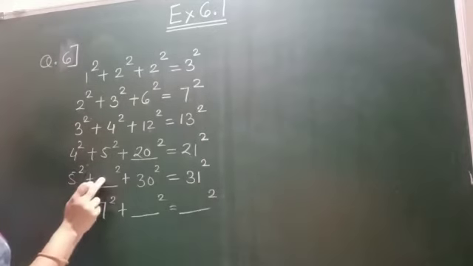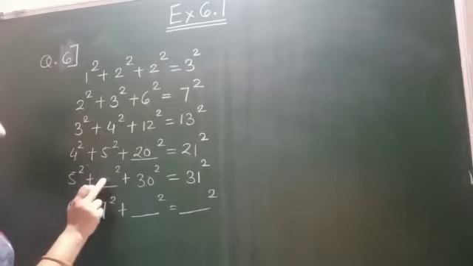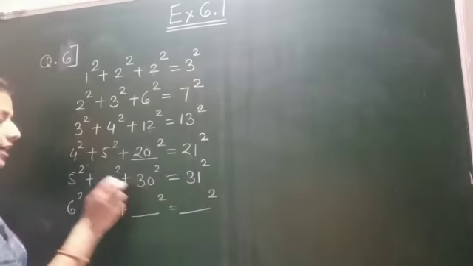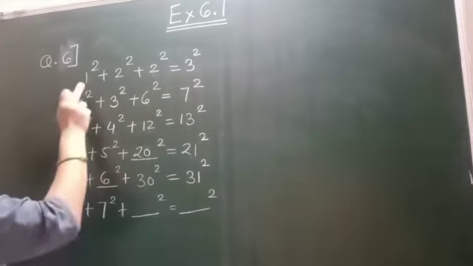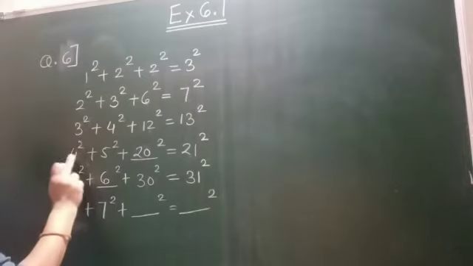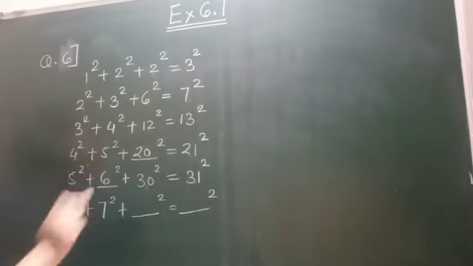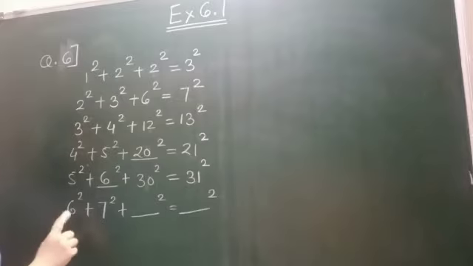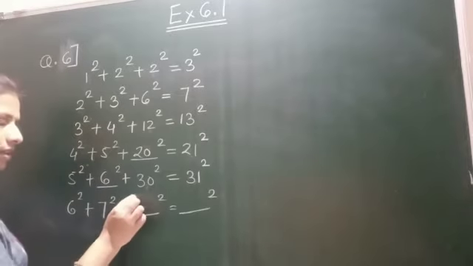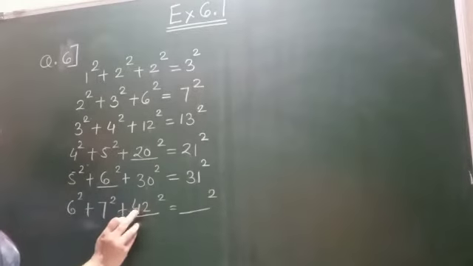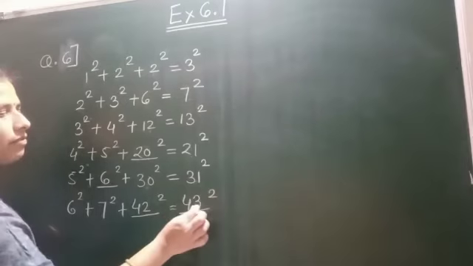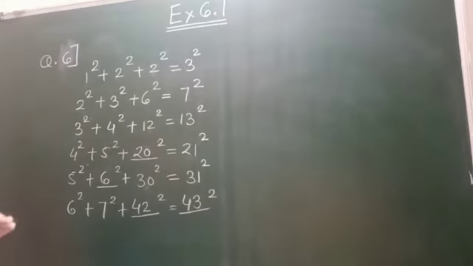But which number? By 5, which number will we multiply to get 30? Yes, 6. 1 2 2 3 3 4 4 5 5 6. 5 6s are 30, and after 30, 31 will come. Then 6 7s are 42, and after 42 which number will come? 43. It means you have to use your logical mind, student. Just follow the pattern and fill the blanks.